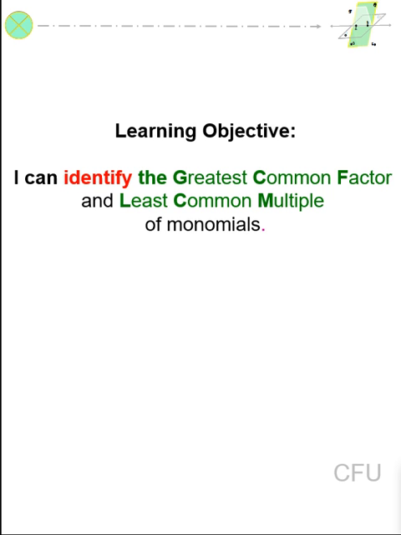All right, here we go. Our objective for today: I can identify the greatest common factor and least common multiple of monomials. Let's read together. 1, 2, 3. I can identify the greatest common factor and least common multiple of monomials.